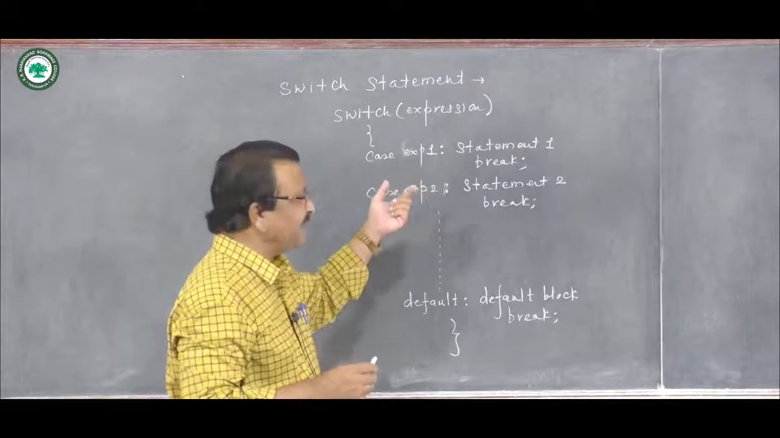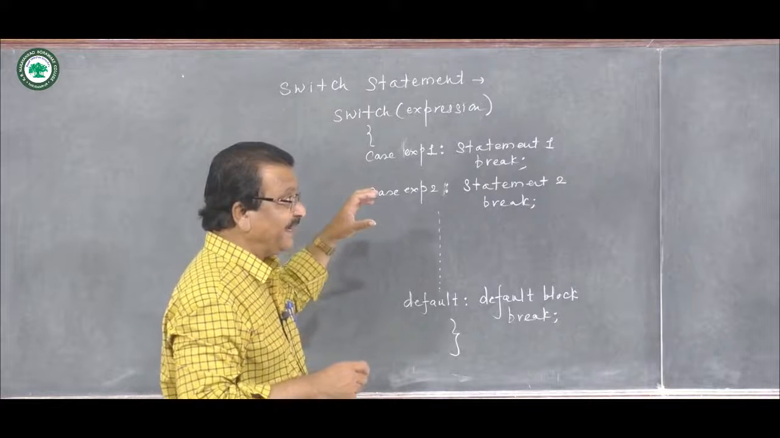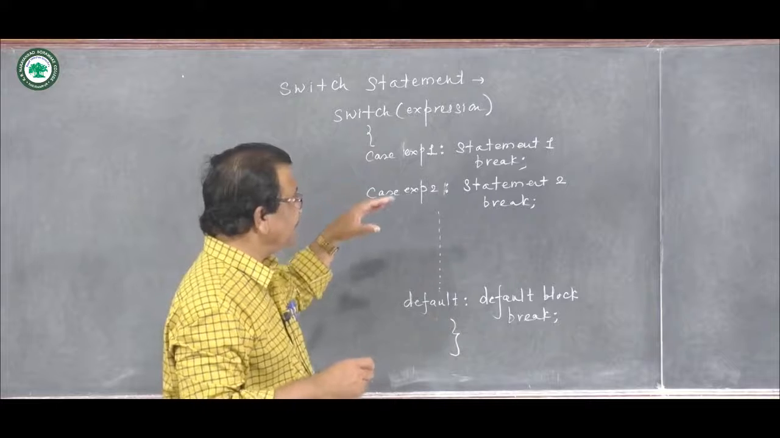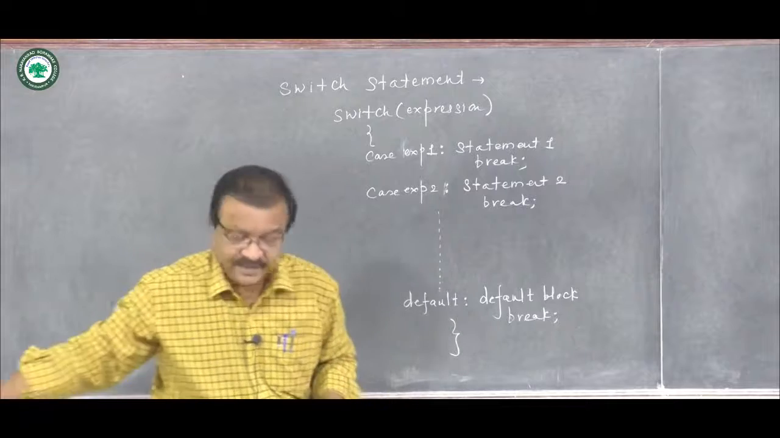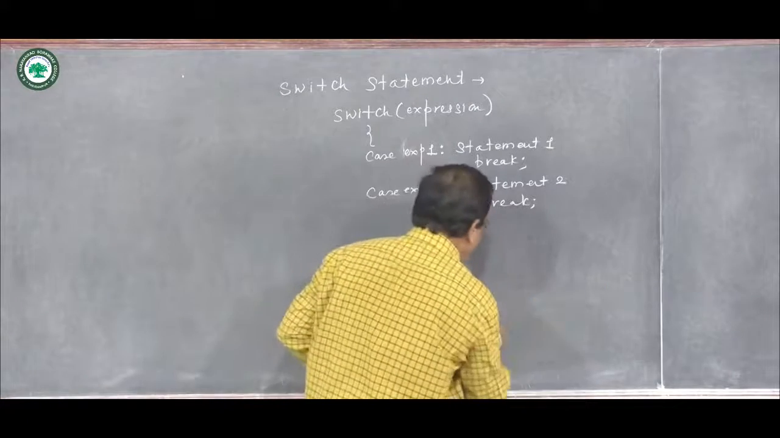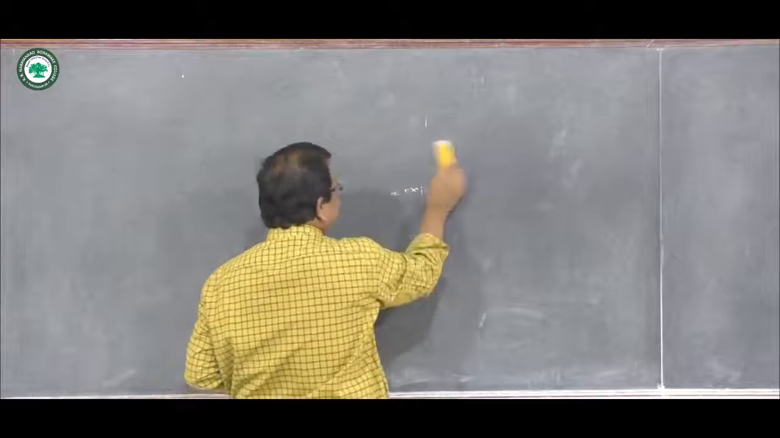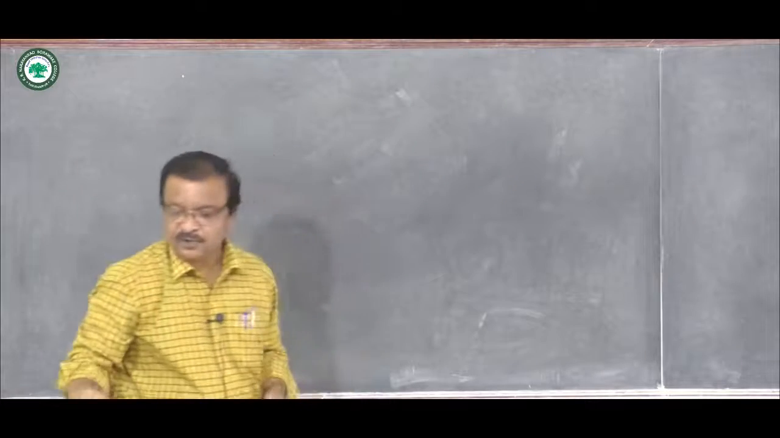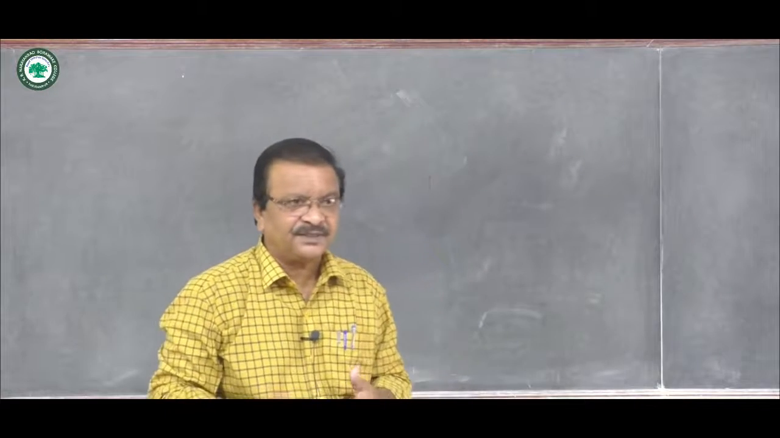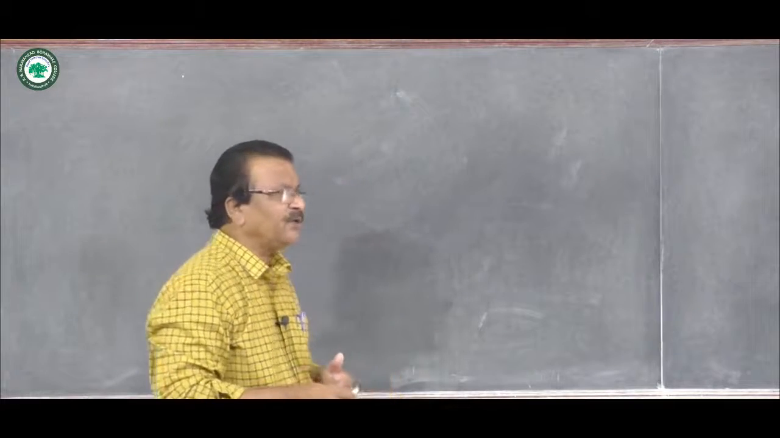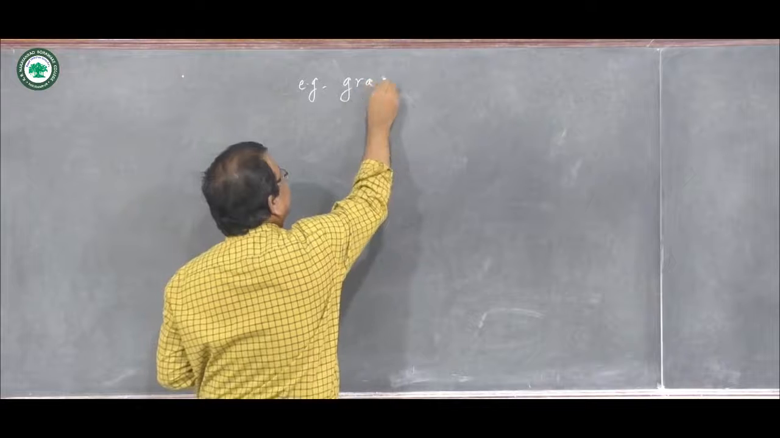The break statement appears at the end of each case, which signals the end of a particular case and causes exit from the switch statement. Let us look at a particular example of a switch statement, how one can write a C program by using a switch statement. Suppose I want to grade the students in a particular class, in a particular subject. So what I am doing by this program is grading the students.